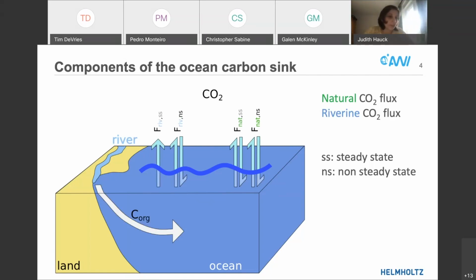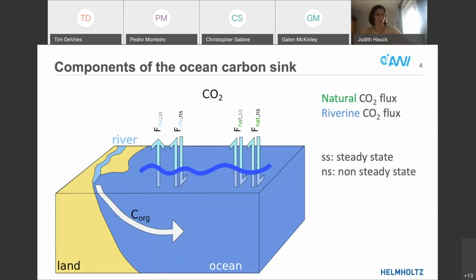The next component is the riverine fluxes, which we've already heard about. So there is organic carbon being transported from the land via rivers to the ocean, and part of that carbon is lost again to the atmosphere, and another part is buried in the sediments. So the steady state component, I think we do agree on that, at least that would have been an outgassing flux from the ocean to the atmosphere. And then there's also a non-steady state component, so temporal and spatial variability to that.